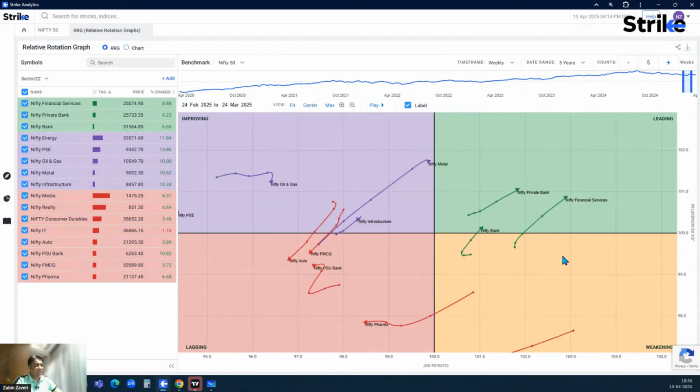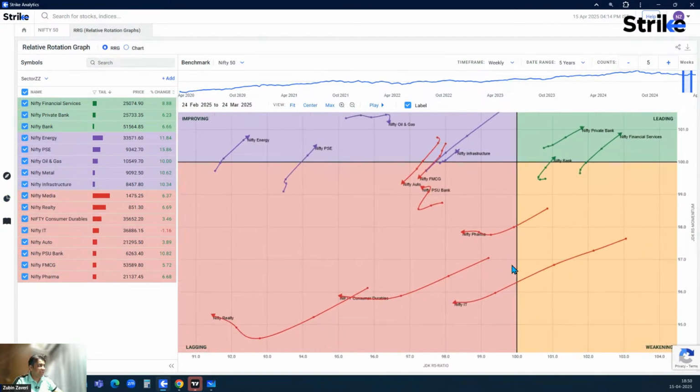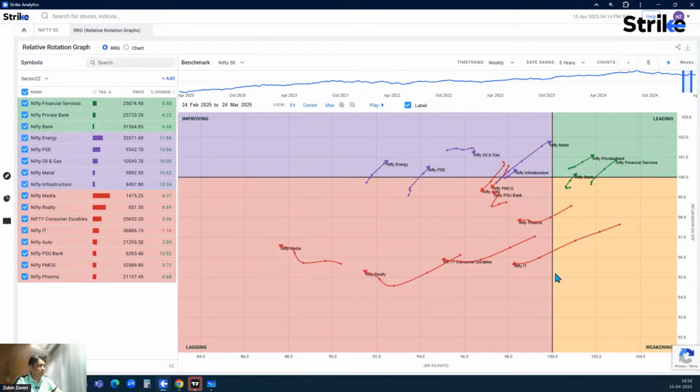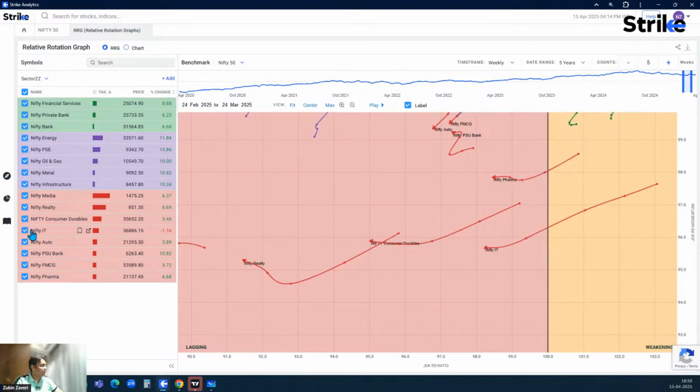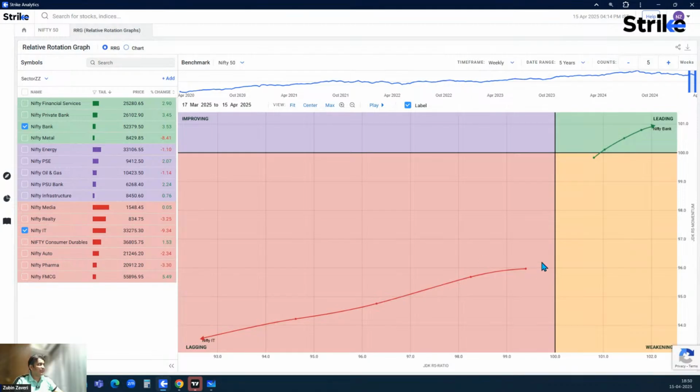So what could have happened? What was the scenario on 24th of March, on a weekly time frame? Let's suppose you were focusing on Bank Nifty, and along with that, you also had, let's say, IT. So I'll select IT and I'll select Bank Nifty over here. And again, I'll have to go back in time a little bit.